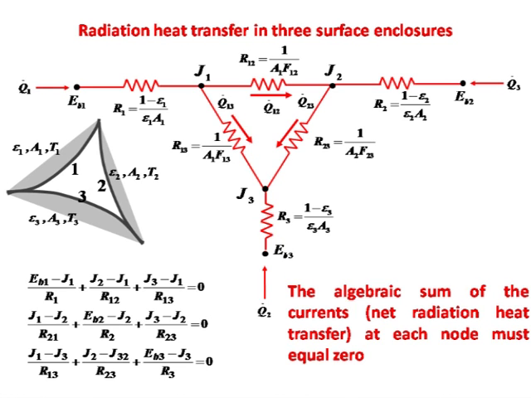So the surface resistances R1, R2, R3 are known. Do I know F12, F13 and F23? I can compute these from the geometry. This is not an issue. So I know all resistances and all emissive powers. What are the unknowns then in these three equations? J1, J2, J3. I have three equations and three unknowns. If I solve them, I will get J1, J2, J3. Okay, so there is a problem here.